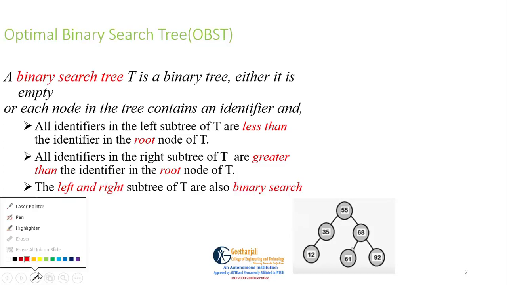So what is this optimal binary search tree? First of all, a binary search tree is a binary tree. Either it is empty or it may have nodes. Each node in the tree contains an identifier, and all identifiers in the left subtree of the tree are less than the identifier in the root node of the tree. All the identifiers in the right subtree of T are greater than the identifier in the root node of the tree. The left and right subtrees are also binary search trees.